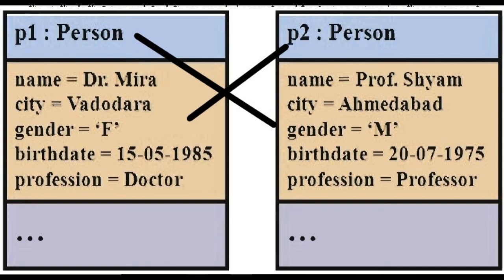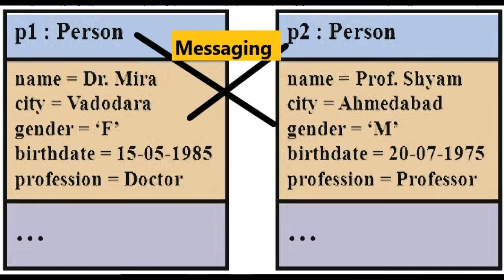So they can view or change others' data by sending a message to the owner. So the messaging concept is there. Only after sending a message and getting permission can they modify or change that data.